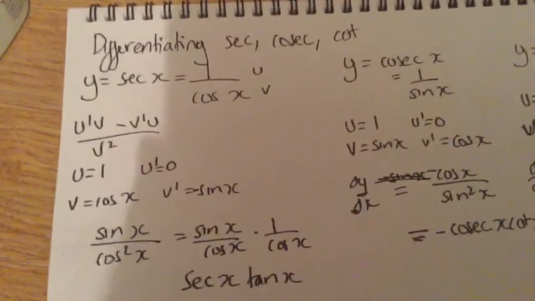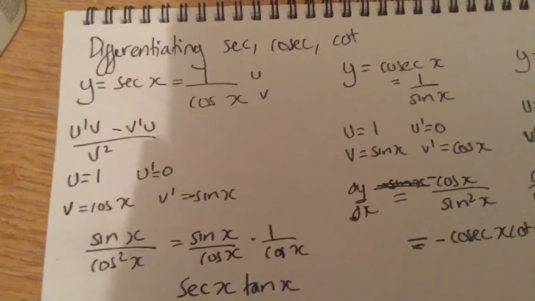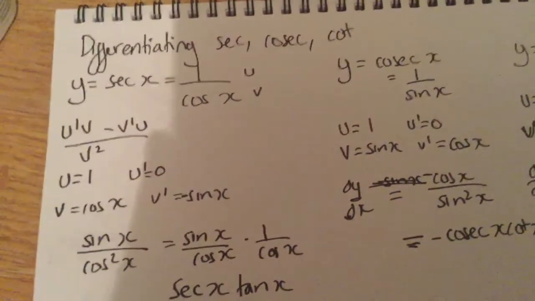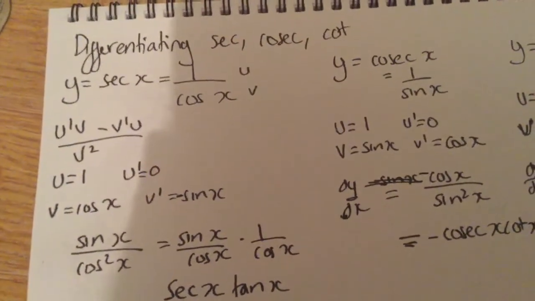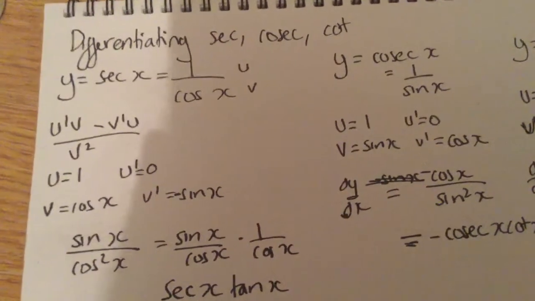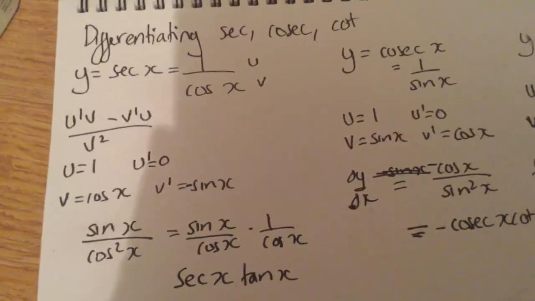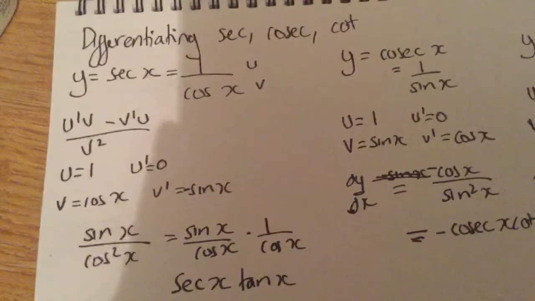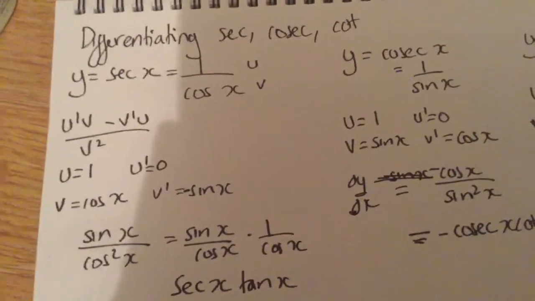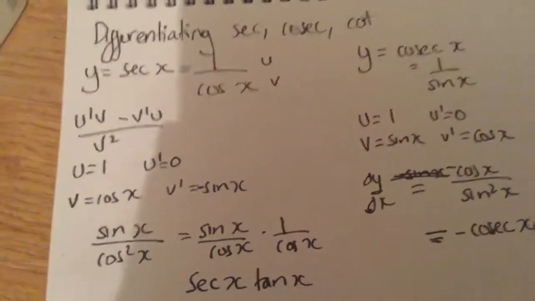Okay, this one's a video about differentiating sec, cosec and cot. All of these use the quotient rule. All of these use the fact that if you differentiate sine, you get cos, and if you differentiate cos, you get minus sine. If you need to recap those, look at previous videos. But the ideas are very, very similar. They're very repetitive. And let's just go into it.